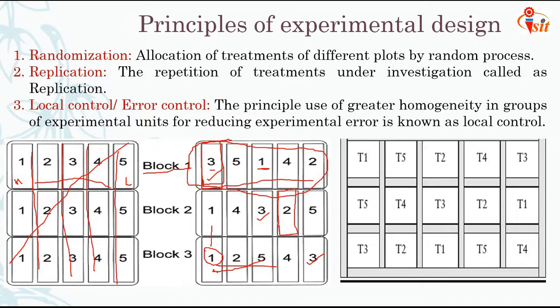So how can we reduce the experimental error? By the use of greater homogeneity. Okay, so what is meant by randomization? Randomization is the allocation of treatments to the different plots by a random process. Here, see T1 to T5, but the only condition is that in each replication one treatment will appear only once.